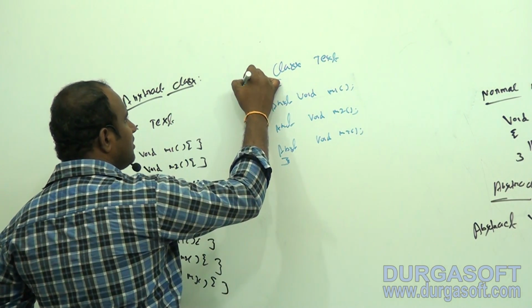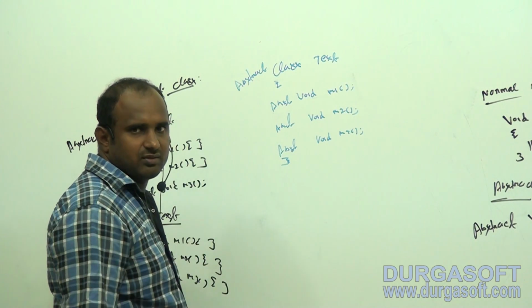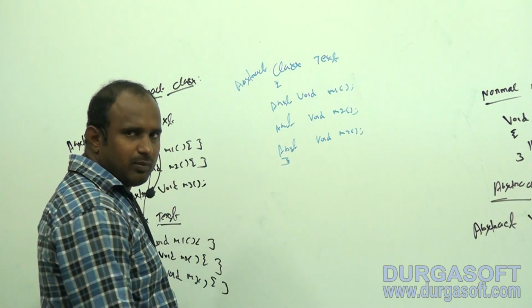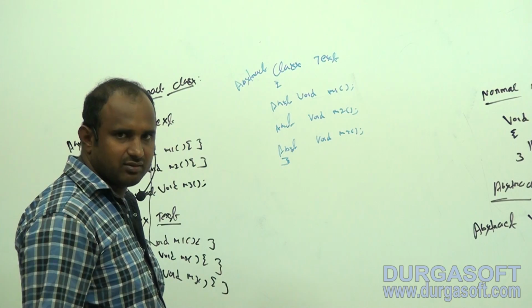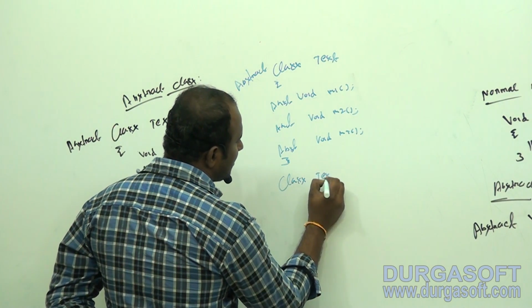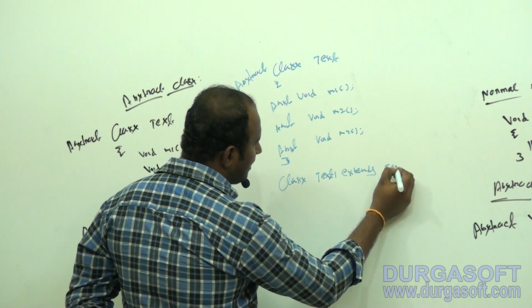In front of the class, declare which modifier? Abstract modifier, right? Abstract class Test. Abstract class contains abstract methods, where you have to provide implementations in the child classes. So what is a child class? I am declaring class Test1. It extends the Test class.